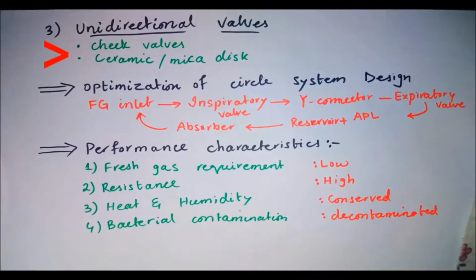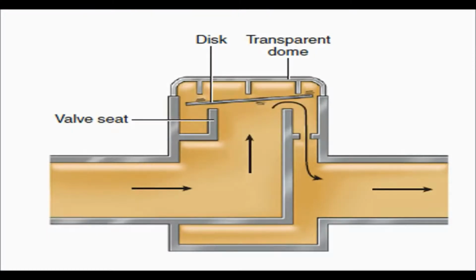Unidirectional valves, inspiratory and expiratory, both are check valves to prevent CO2 rebreathing. They contain a ceramic mica disc resting horizontally on an annular valve. Forward flow pushes the disc upward, allowing the gas to proceed. Reverse flow pushes the disc back on its seat, preventing the reflux.